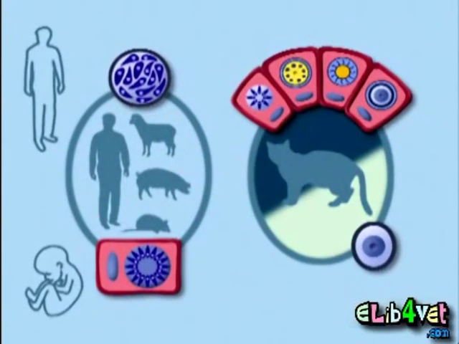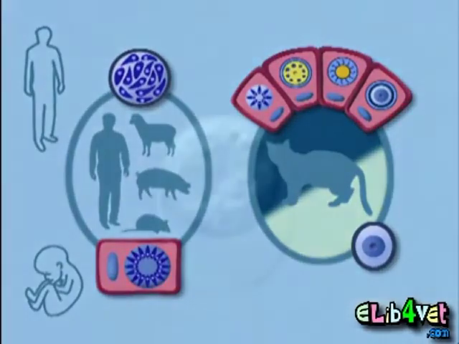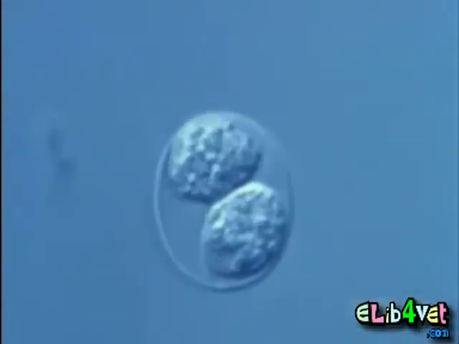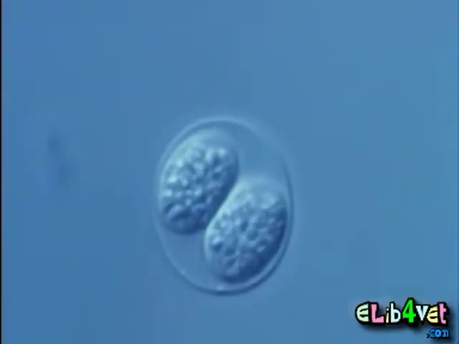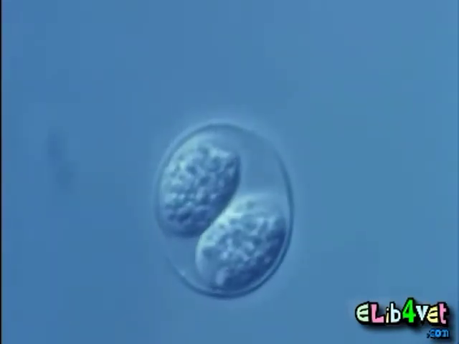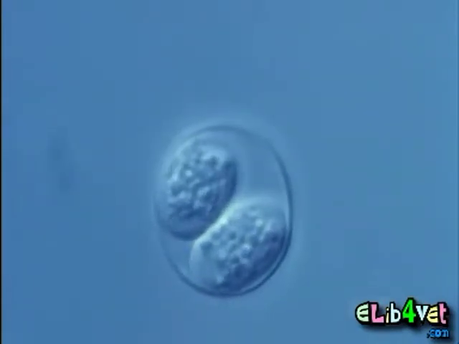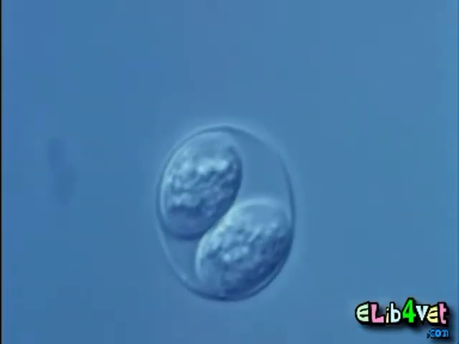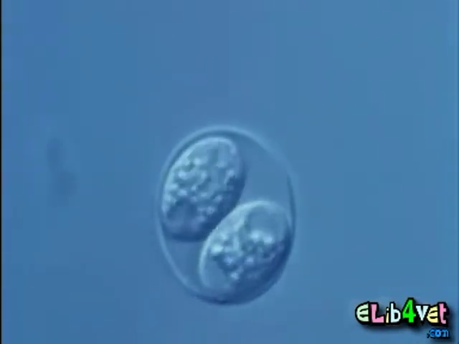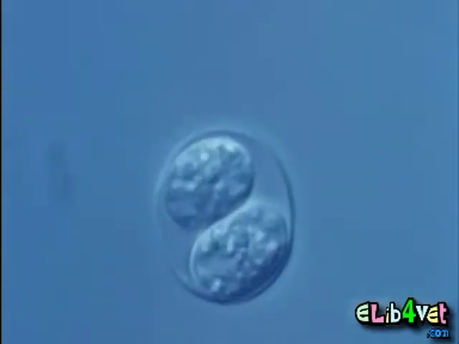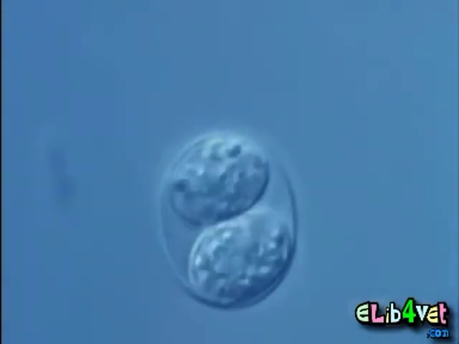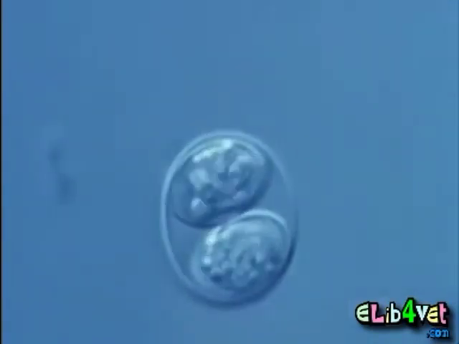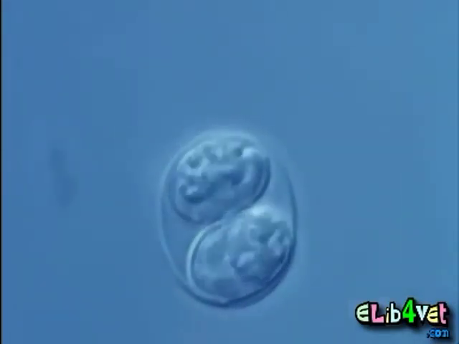Oocysts are excreted unsporulated. That means that they contain a single cell or zygote. The thick oocyst wall protects them against external influences and is extremely resistant to disinfection. It can persist infectiously for several months. Inside the oocyst wall, sporulation takes place. It lasts for about 30 hours and is shown here in time-lapse. With this development phase, the life cycle of Toxoplasma gondii is completed. After oral uptake of these infectious stages, the cycle can begin again.